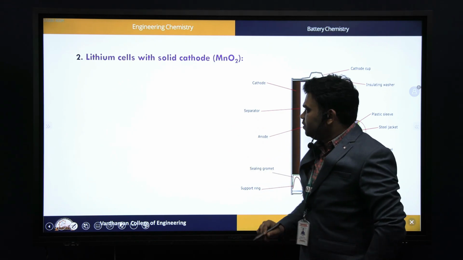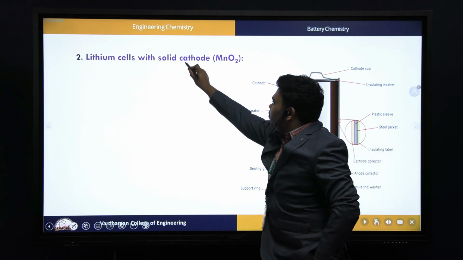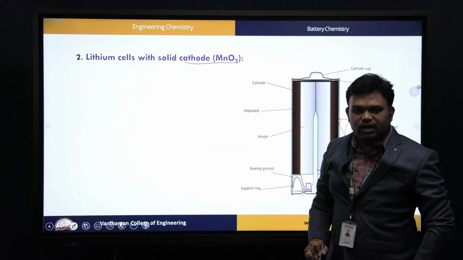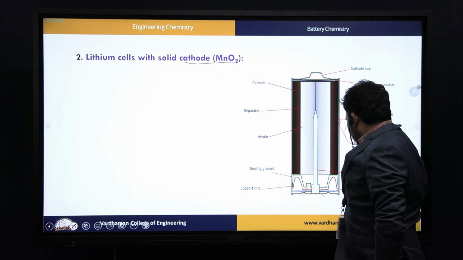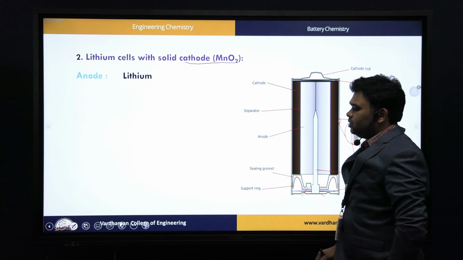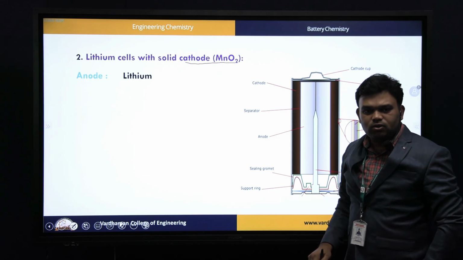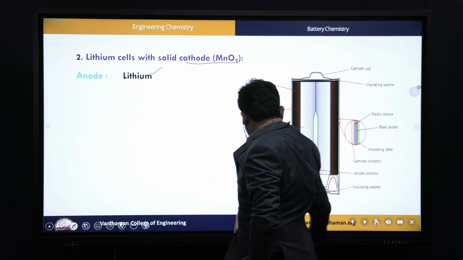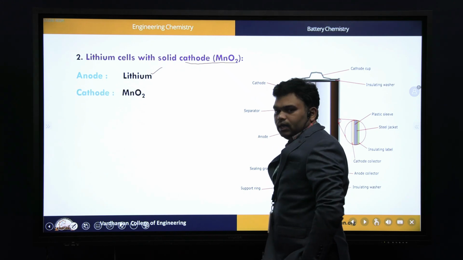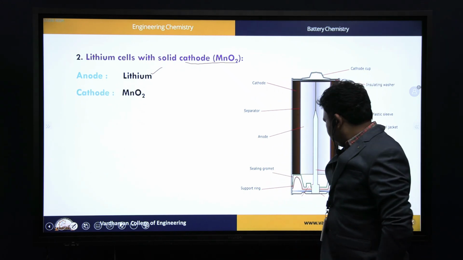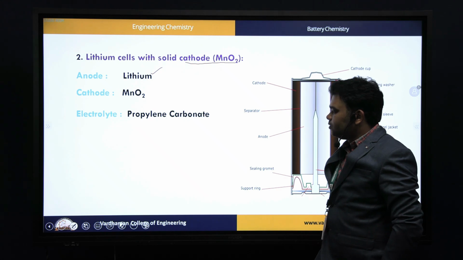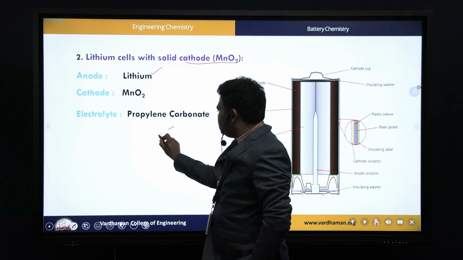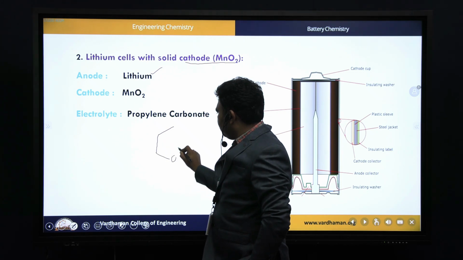Next, we will move to the second type of lithium battery, that is, lithium cells with solid cathode. As we mentioned, the cathode we are using is solid in state, that is manganese dioxide, which is used as the cathode in the construction of lithium cells with solid cathode. The anode we are taking is lithium, the cathode is manganese dioxide, and the electrolytic solution is propylene carbonate.